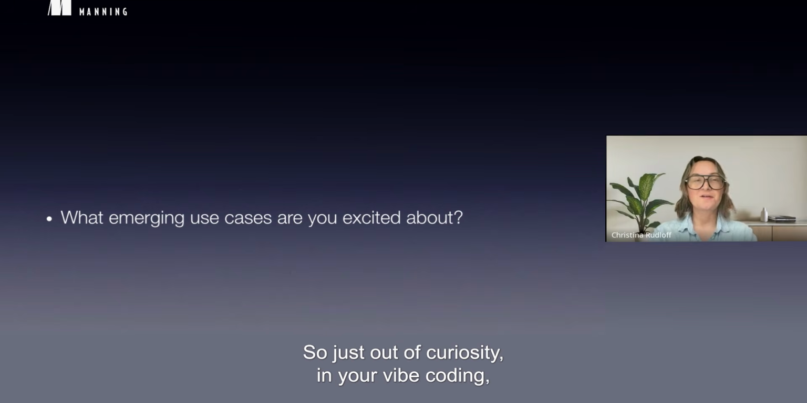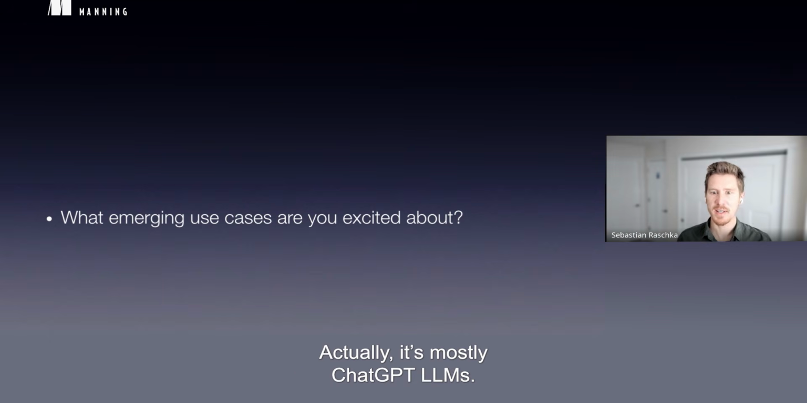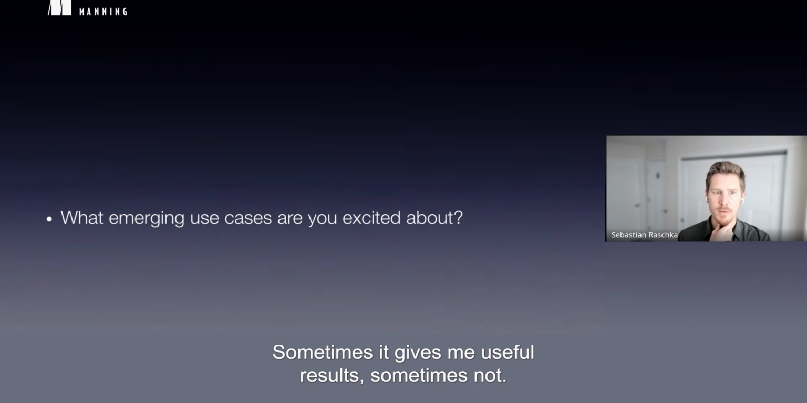Yeah. And so, just out of curiosity, in your vibe coding, what LLMs do you use? I actually use mostly ChatGPT LLMs. Last week I started using o4-mini-high, the new reasoning model from OpenAI. I must say it works okay. I like it, but they're still not perfect. Sometimes it gives me useful results, sometimes not.